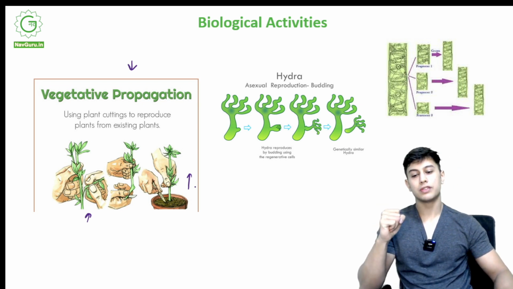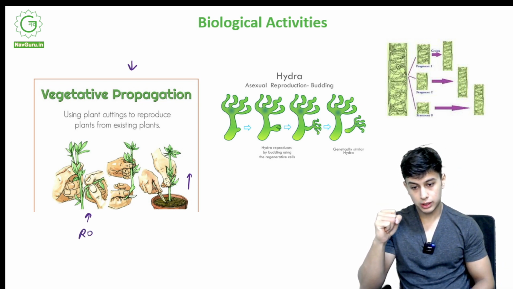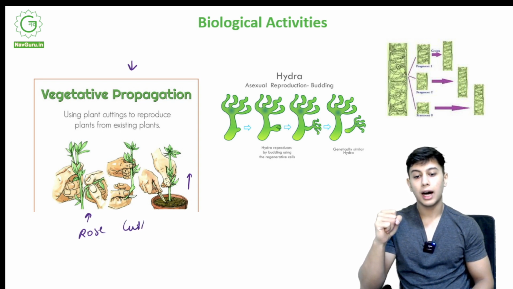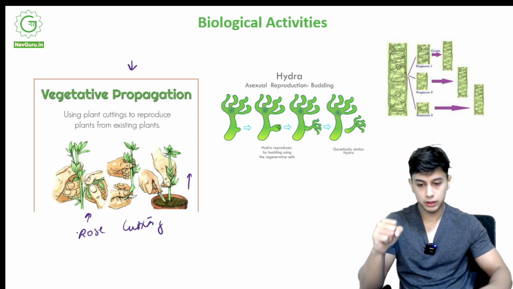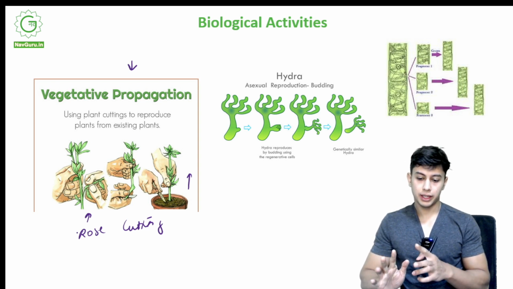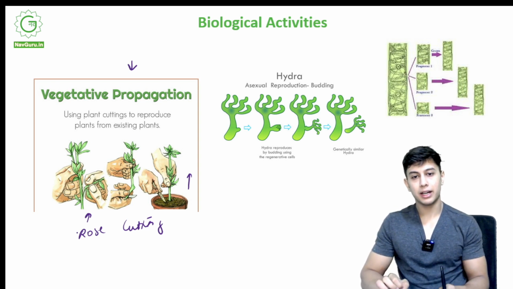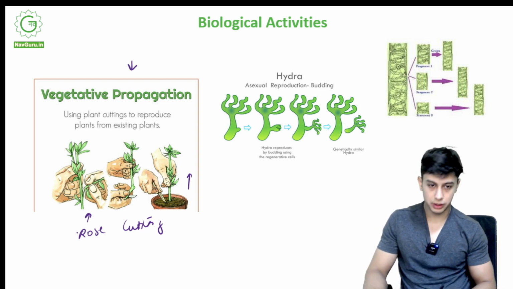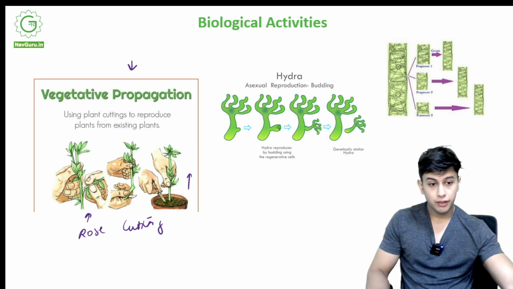The examples of this include the rose cutting. If you have heard of it, ask your parents, your grandmother, grandfather. We take the rose, cut a part of it, plant it, and a new rose plant will grow in its place.